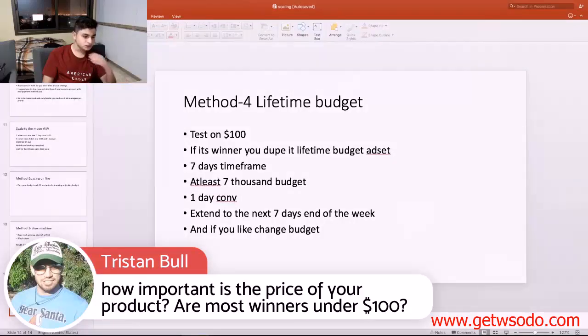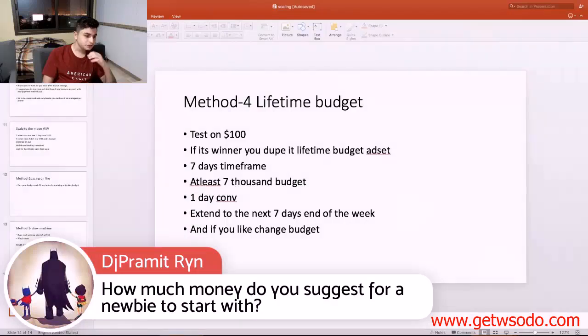Should we always launch ads next day, 12 a.m.? You can launch ads between 12 and 9 a.m. How much money do you suggest a newbie start with? If you have 2K capital and you test super accurate every single step, not just accurate, super accurate, you can make it happen with 2K.